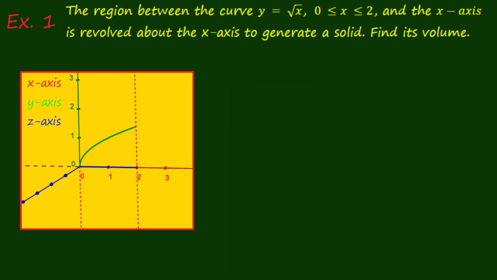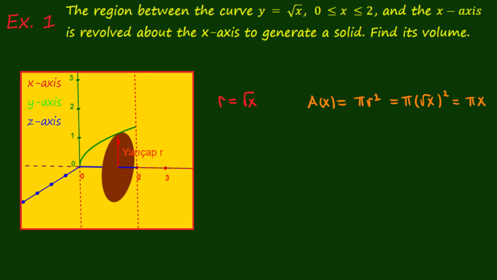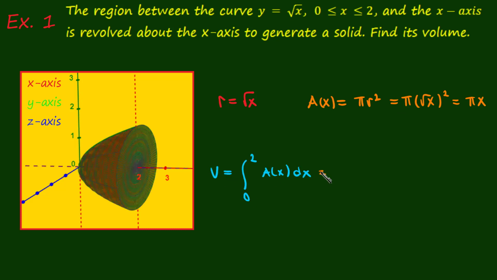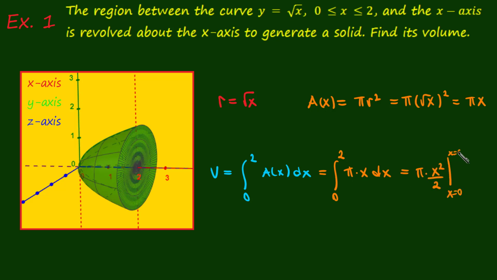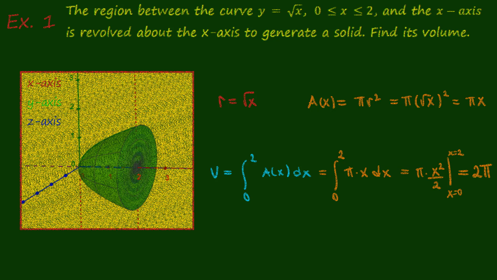Now, to compute the volume, let's sketch a typical cross-section and find this area. The radius is the distance between the curve and the x-axis, so we get the area as pi times x. To construct the whole volume, we integrate the cross-sectional area over the interval from 0 to 2. This is one of the main integrals, so we get 2 pi when we compute it. As you see, this was a pretty easy example, so let's have a look at a new question.